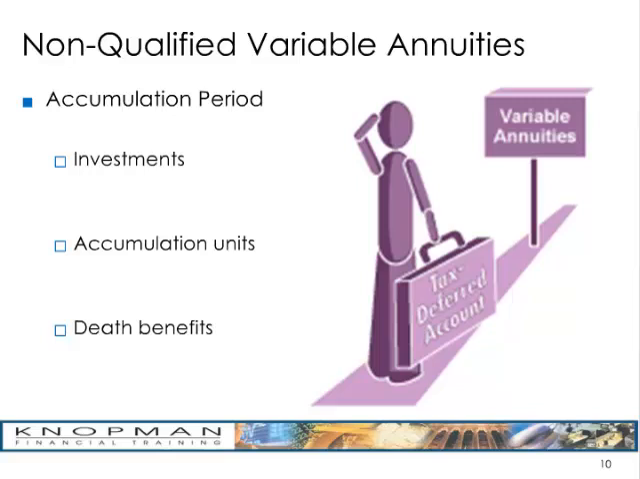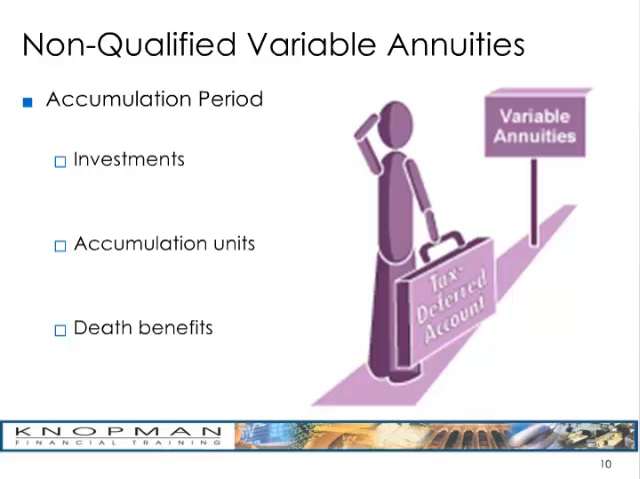A variable annuity begins with the accumulation period. During the accumulation period, an individual will make contributions to their annuity. As an individual makes contributions, the individual will earn or accrue accumulation units. Accumulation units measure the amount of money in the portfolio. That money is typically invested in securities such as mutual funds.